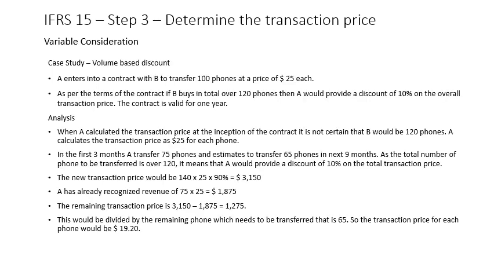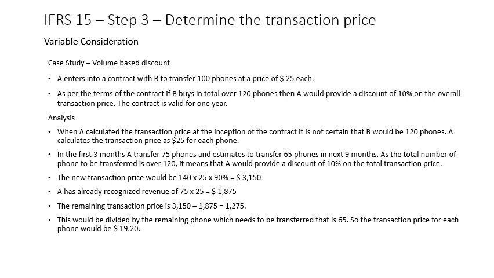Now let's look at a case study for volume-based discount. A enters into a contract with B to transfer 100 phones at a price of $25 each. As per the terms and conditions of the contract, if B buys in total over 120 phones, then A would provide a discount of 10% on the overall transaction price. The contract is valid for 1 year. When A calculated the transaction price at the inception of the contract, it is not certain that B would buy 120 phones. A calculates the transaction price as $25 for each phone.